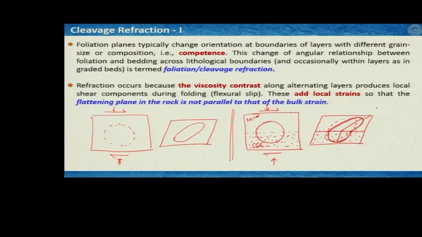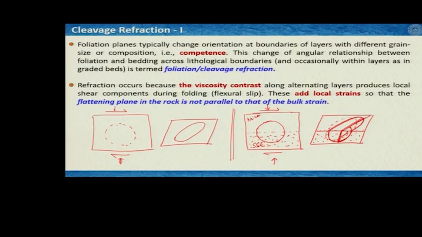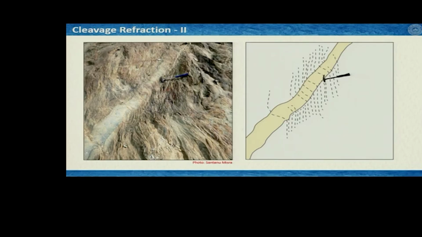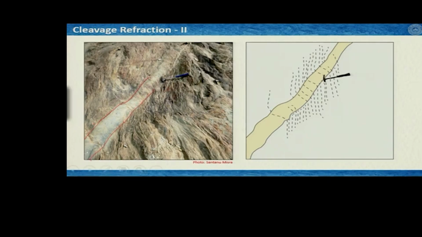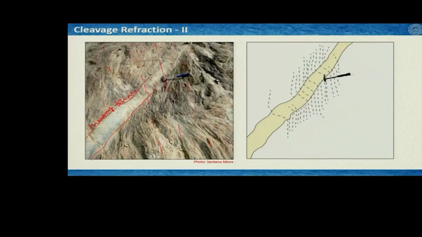So, in incompetent layers, or layers like mica-rich layers, the angle is less, and in strong or competent layers this angle is high. Let us have a look at some examples. What we see here, I made a sketch on the other side, but you can clearly figure out that this is your primary foliation layer, and what is overall coming from this side to this side is your secondary foliation. That is the general trend, this dashed line I have drawn.